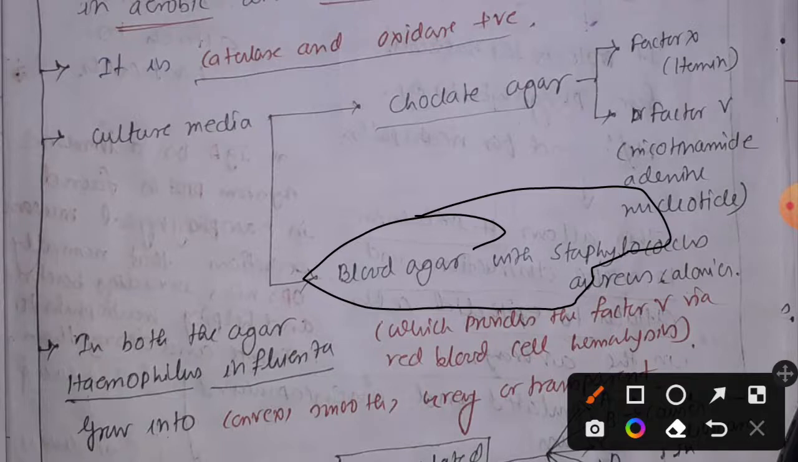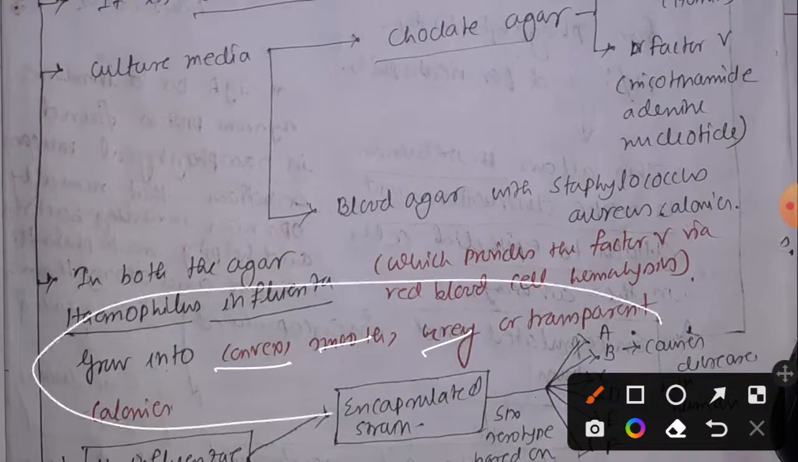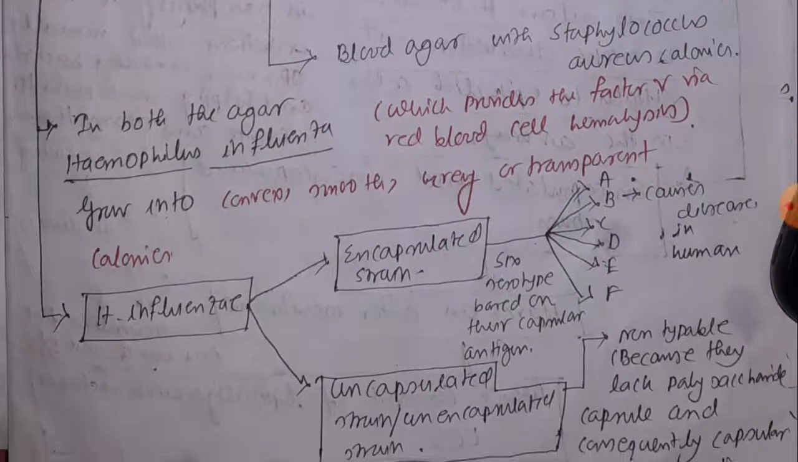In both cases it will give a grey, convex, smooth or transparent colony. So the colony morphology is convex, smooth, grey or transparent. You have to remember that it can grow on blood agar along with Staphylococcus aureus and on chocolate agar alone. Chocolate agar provides both necessary nutrient factors, factor 10 and factor 5, and blood agar along with Staphylococcus aureus produces factor 5 by hemolysis of the red blood cells.